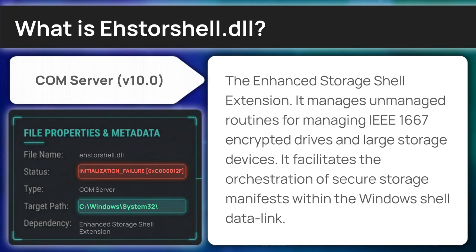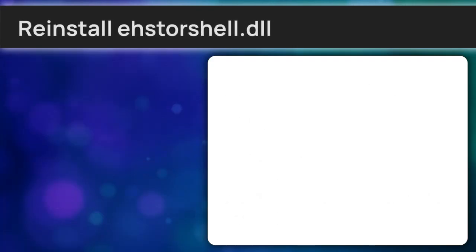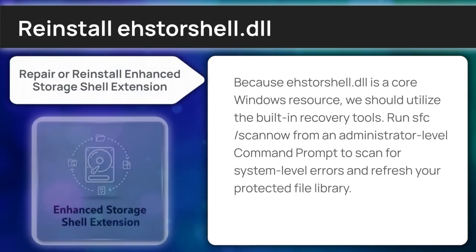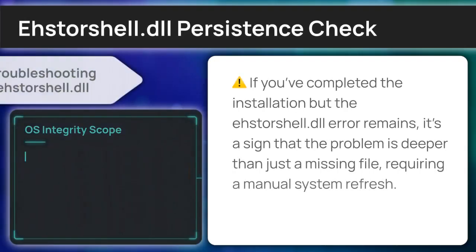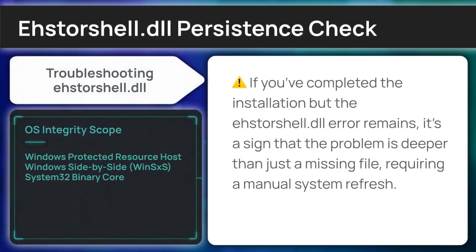Now that the background is clear, let's walk through the actual installation steps. Because Ehstorshell Library DLL is a core Windows resource, we should utilize the built-in recovery tools. Run sfc /scannow from an administrator-level command prompt to scan for system-level errors and refresh your protected file library. When a standard reinstall doesn't cut it, we move to advanced diagnostic steps to ensure the system is properly configured.